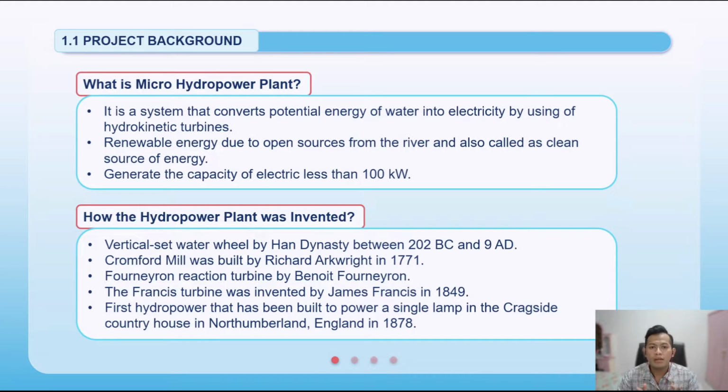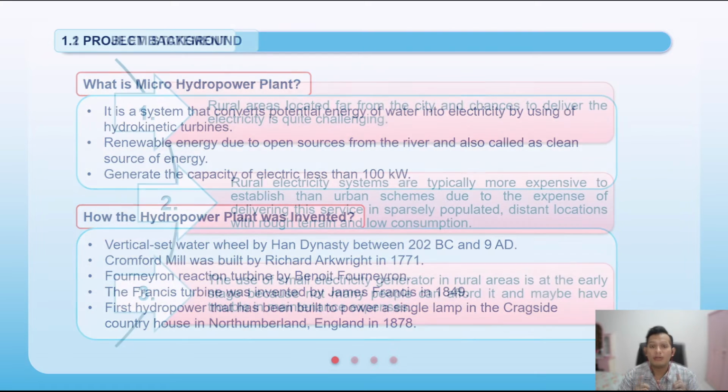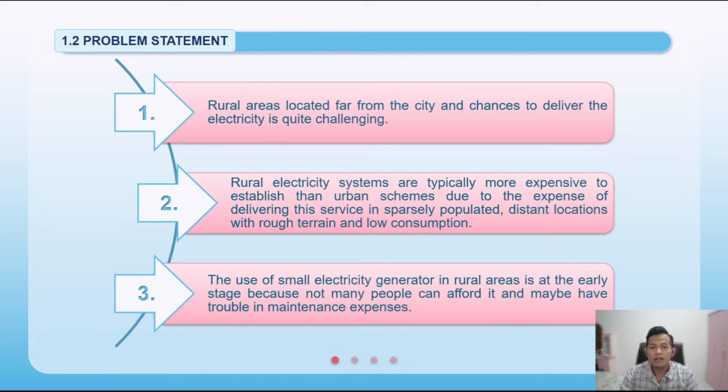today. Based on research information, the first hydropower plant was built to power a single lamp in the Cragside Country House in Northumberland, England, in 1878. The technologies of the hydropower plant are widely used until today. Based on observation, there are 3 problem statements that I found.